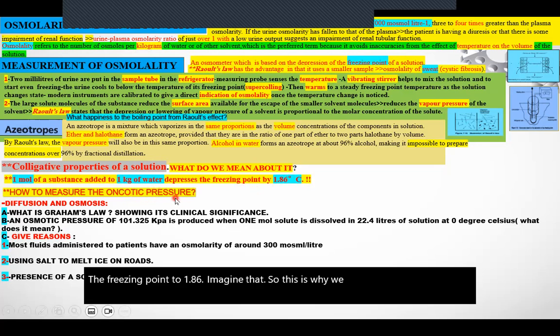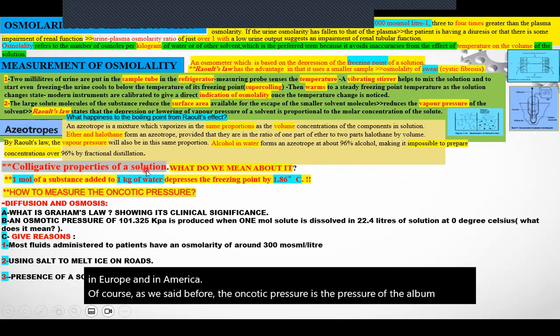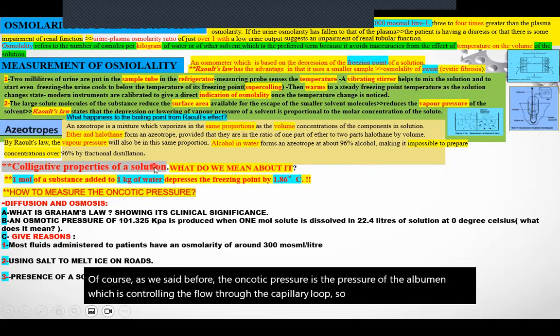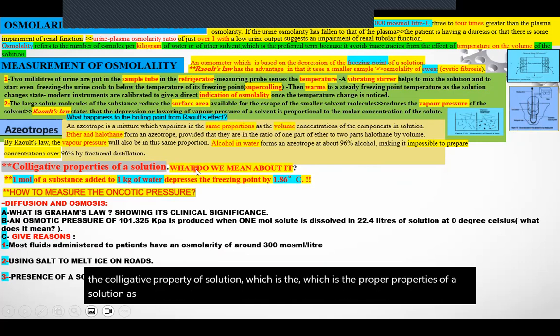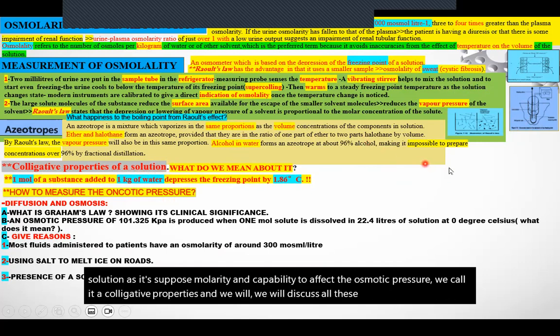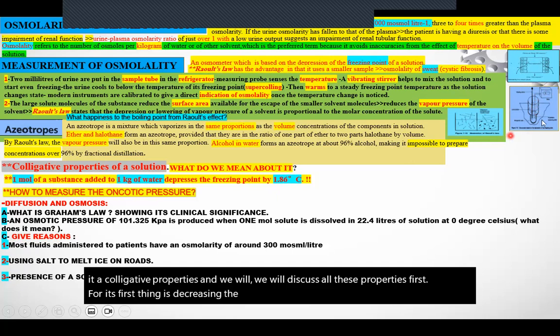Of course, as we said before, the oncotic pressure is the pressure of the albumin, which controls the flow through the capillary loop. So the first point regards the colligative properties of a solution, which are the properties of a solution such as its osmolarity and its capability to affect the osmotic pressure. We call them colligative properties, and we will discuss all of them. First of all, the first is decreasing the freezing point, which we can use to measure osmolarity.